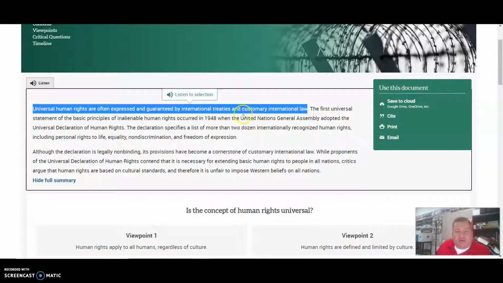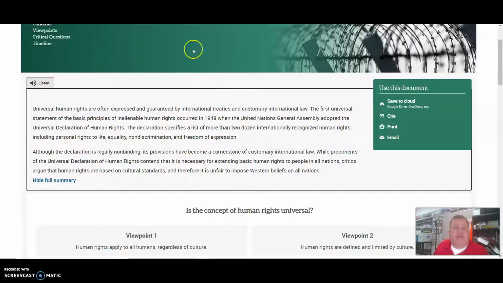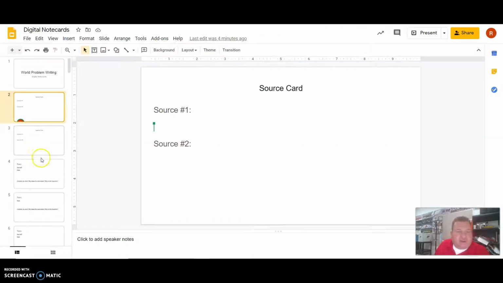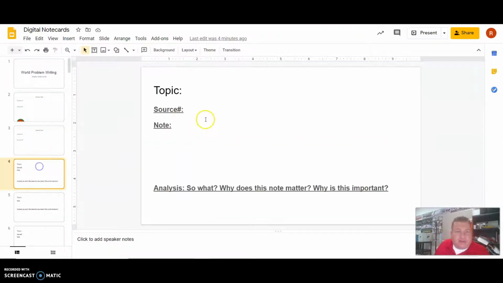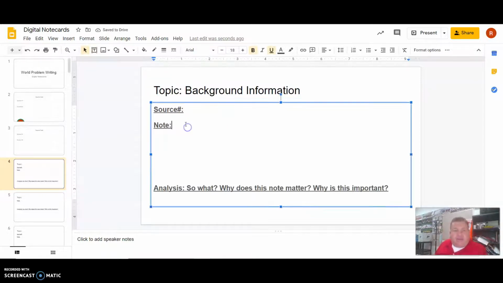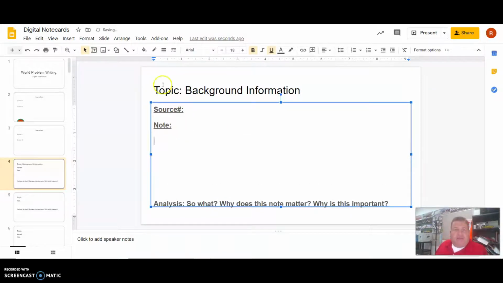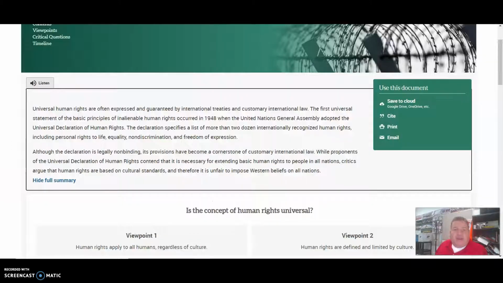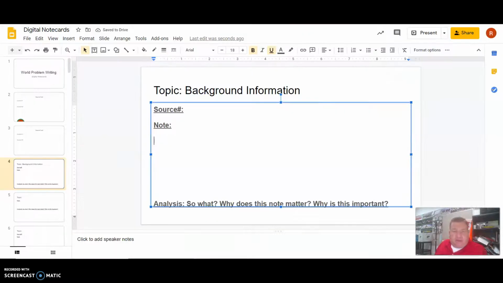So here's what I'm going to do. Ask yourself, does this persuade us or does this provide some background? I think this is background. So on my digital note card, I am going to write down my topic is background. Then, and I'll come back to source in a minute, I'm going to go back and look at what my note is, and I'm going to type it there.